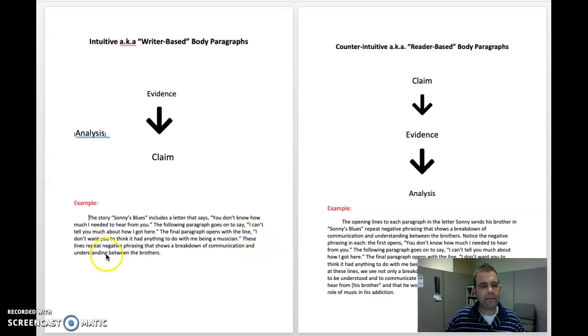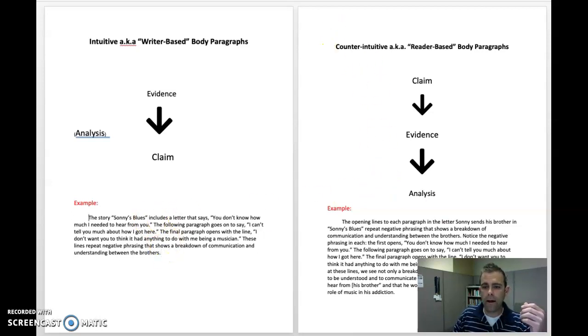Then finally we have here, these lines repeat negative phrasing that shows a breakdown of communication and understanding between the brothers. They're not communicating because there's this sort of iteration of I don't know, I can't tell you. And we're seeing that, but notice the process here that we back into the claim this way. So we have our evidence right up front. We've thought about it clearly, or else we wouldn't be able to make this last statement, but we haven't said how we got there from the analysis to the claim, and the claim is at the end. Your audience, however, needs that claim right up front in the same way that a jury needs to know what a lawyer is trying to prove immediately, so they can check the evidence against the claim.